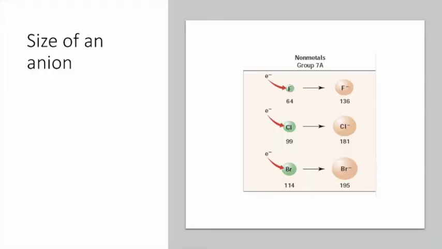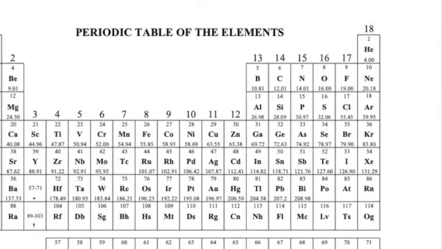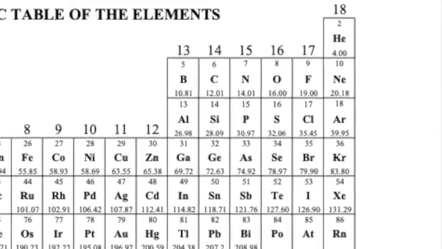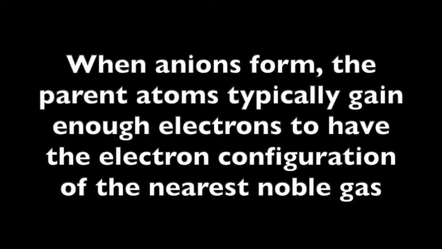Now let's talk about the ionic radius of an anion. An anion is formed when a parent atom gains electrons. Anions are typically formed from nonmetals on the right side of the periodic table. When anions form, the atoms typically gain enough electrons to have a full valence shell that looks like the electron configuration of the nearest noble gas, typically the noble gas on the right.